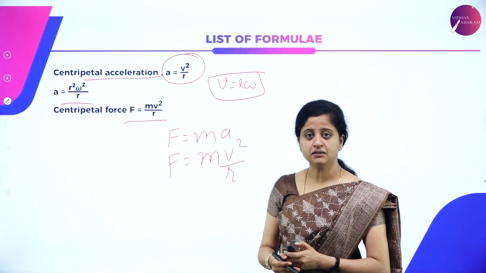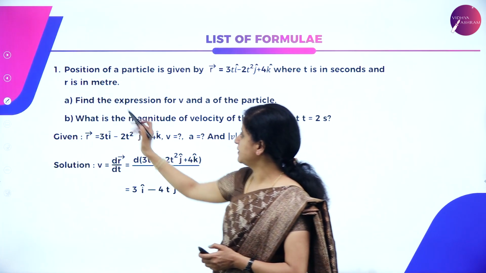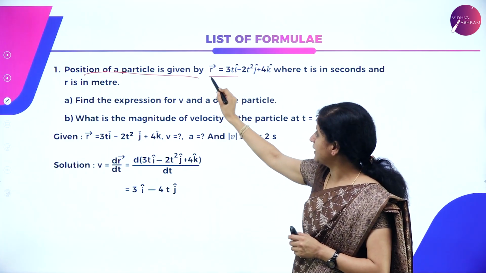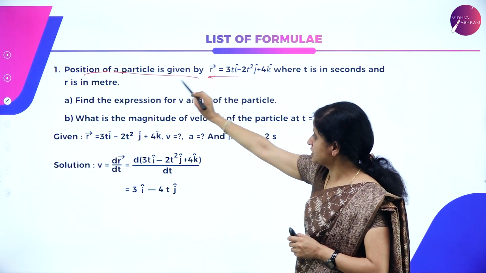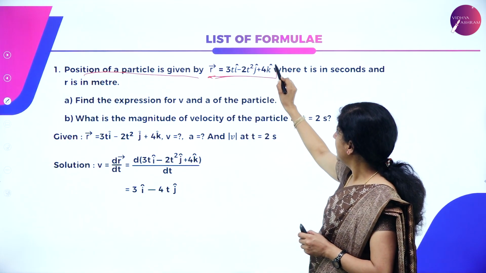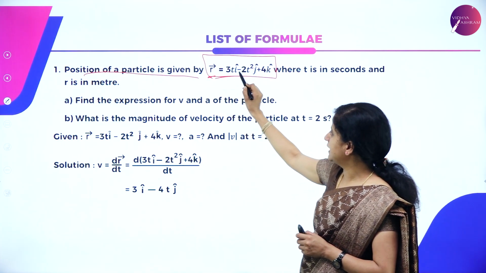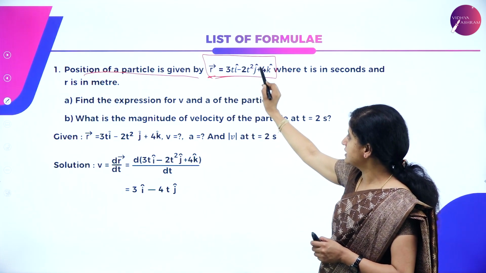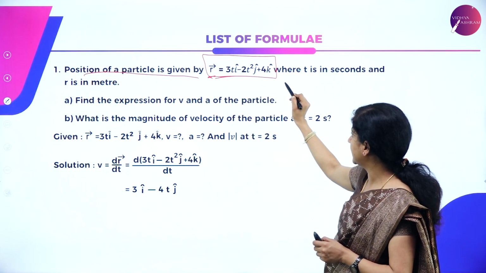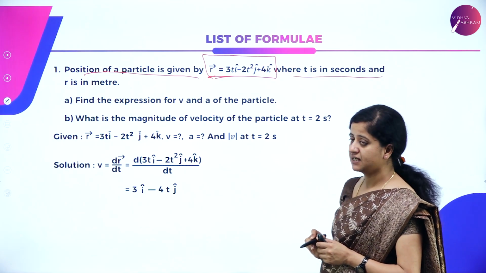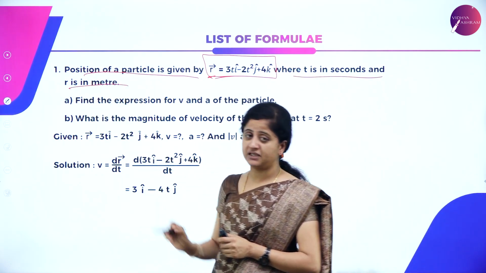Now let us solve the problems. So our first problem: position vector is denoted by the letter R. The position of a particle is given by R equals 3t i cap minus 2t square j cap plus 4k cap, where t is in seconds and R is in meters.